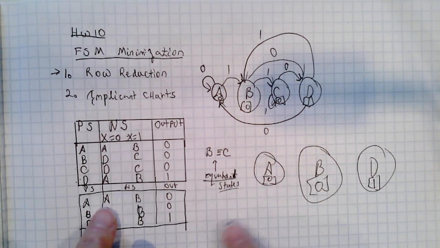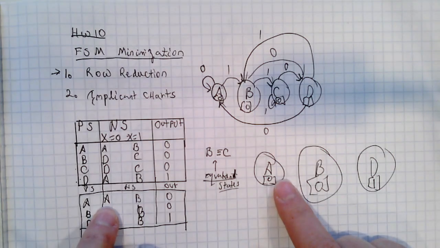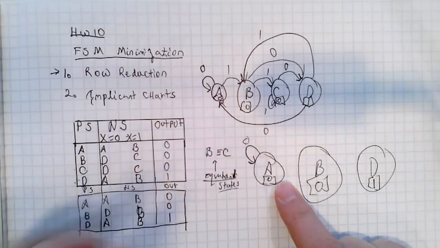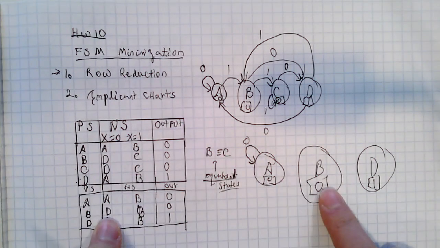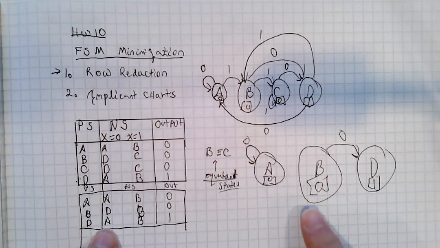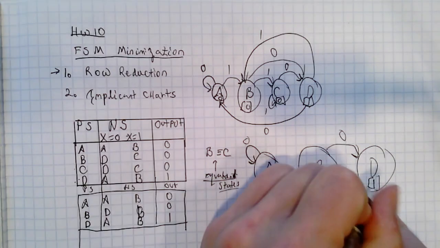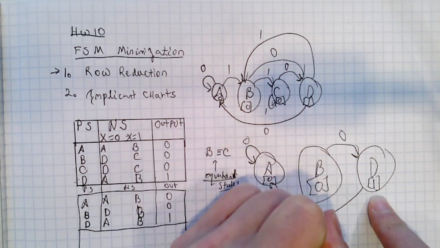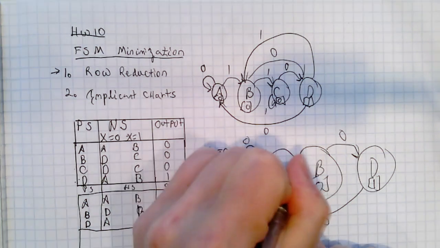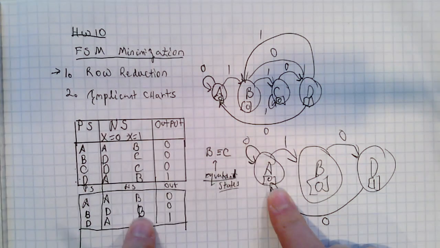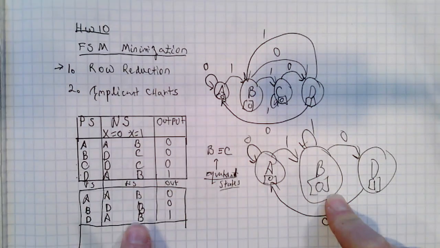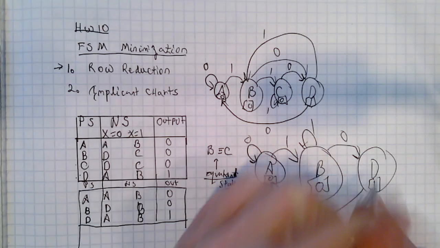and if x is equal to 0, next state is going to be A. If x is equal to 0 when you're in B, next state is going to be D. If x is equal to 0 when you're in D, next state is going to be A. And if x is equal to 1 when you're in state A, next state will be B. And if x is equal to 1 when you're in state B, we stay in state B. And if x is equal to 1 when you're in state D, you transition back to B.